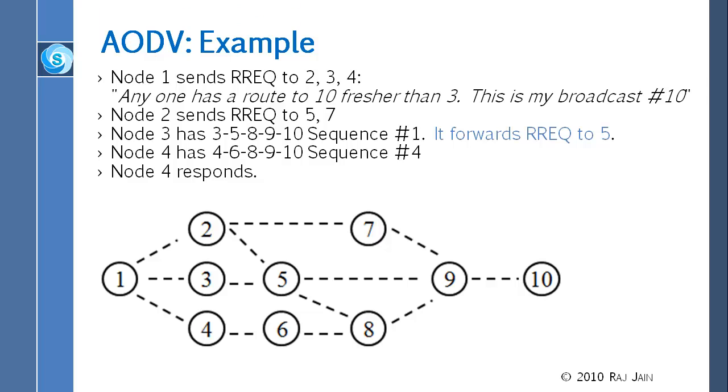Remember, this is the key point: 1 is less than 3. So it cannot answer. It forwards the request to 5. And then comes node 4, which has sequence number 4, and it right away sends the response back to 1. And therefore, node 1 then chooses 4, 6, 8, 9, 10 as the path, and number 4. Now, it is quite possible that 5 and 7 may get a newer answer. That may be a better answer.